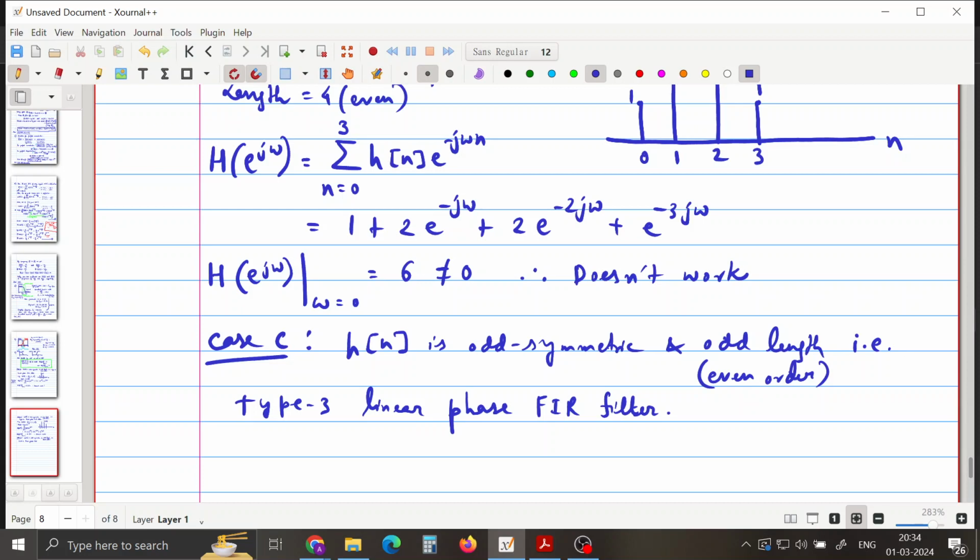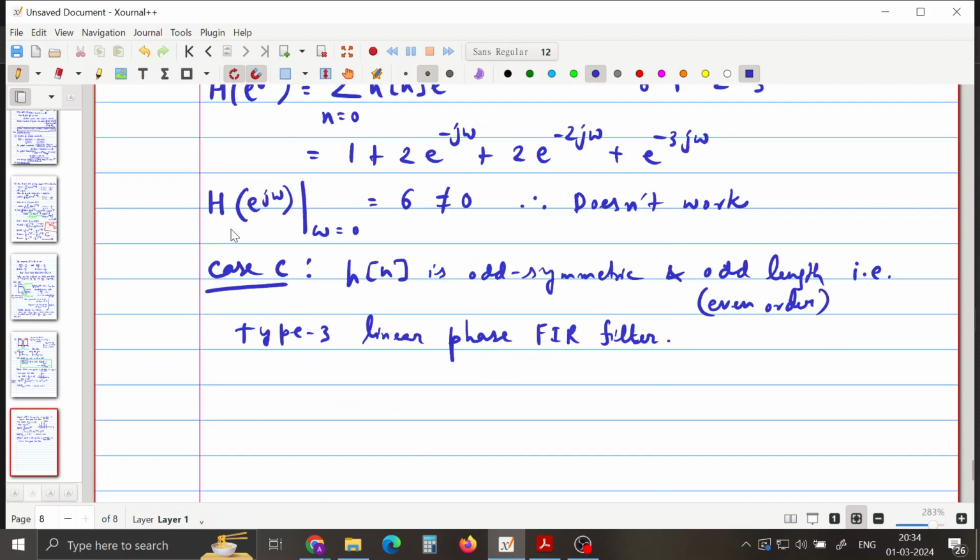So I'm writing all these things in this document so that you can later revisit it and understand it properly. That's why I'm putting so much time in writing all these things. So this is the type 3 case. Let's check this, and again let's come up with a simple example of such a filter.